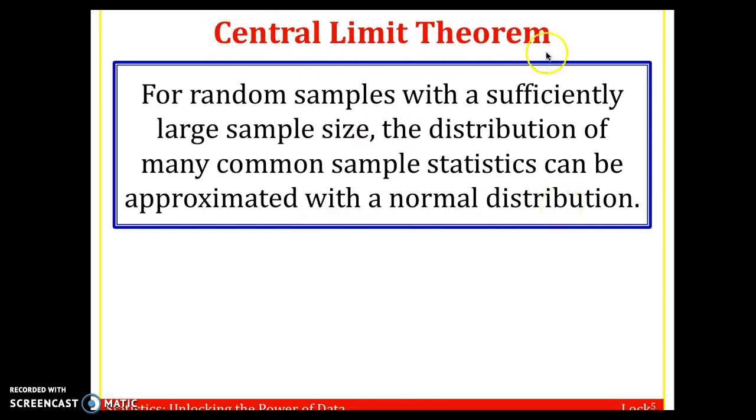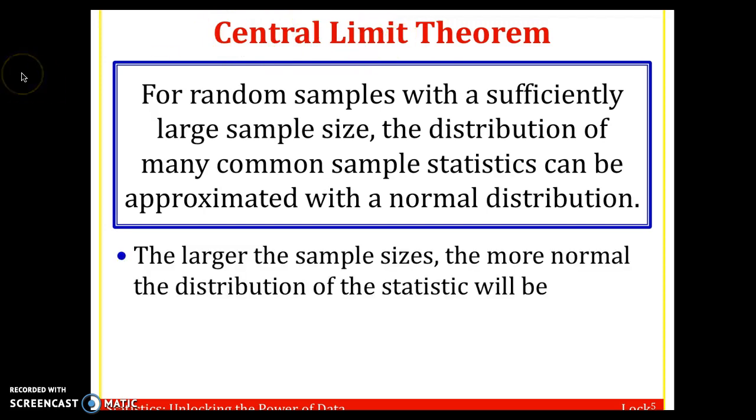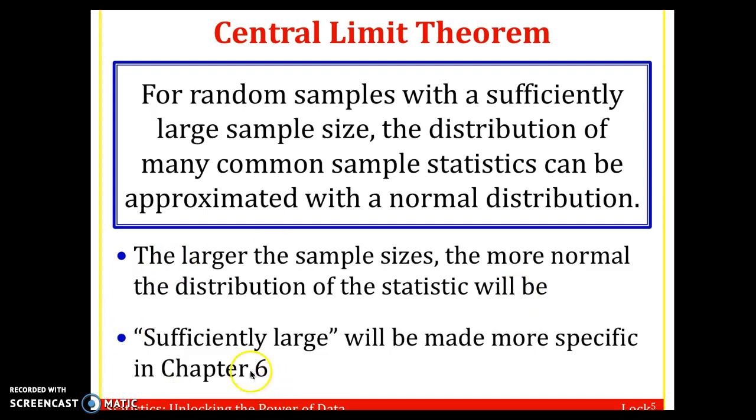We're going to spend more time in the future focusing on the central limit theorem when we get to chapter 6. It basically says the larger the sample size you get, the more normal the distribution of the statistic will be. And when we get to chapter 6, we'll talk about what sufficiently large actually means. But right now, this is very powerful because not every distribution is normal. We've seen lots of right skew and left skew distributions. But if we take the distribution of all of the statistics, all of the samples, we get a normal distribution.